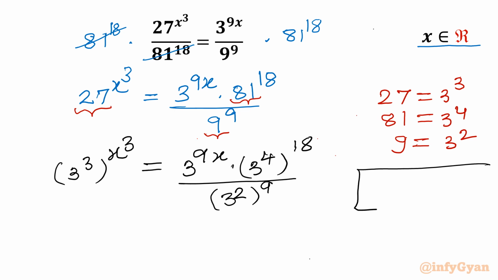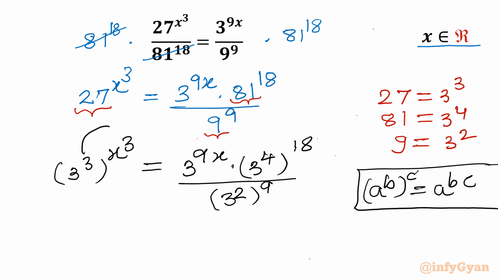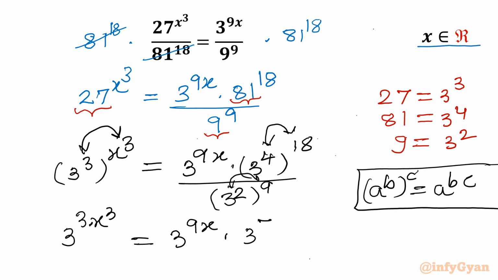Now one exponent property which I will use after this step: (a^b)^c can be written as a^(b times c). So I will multiply these two powers, 3 and x³. Here I will be multiplying 4 and 18. Here we have to multiply 2 and 9. So let's write 3^(3x³) equal to 3^(9x) times 3^(4 times 18) divided by 3^(2 times 9), which is 18.